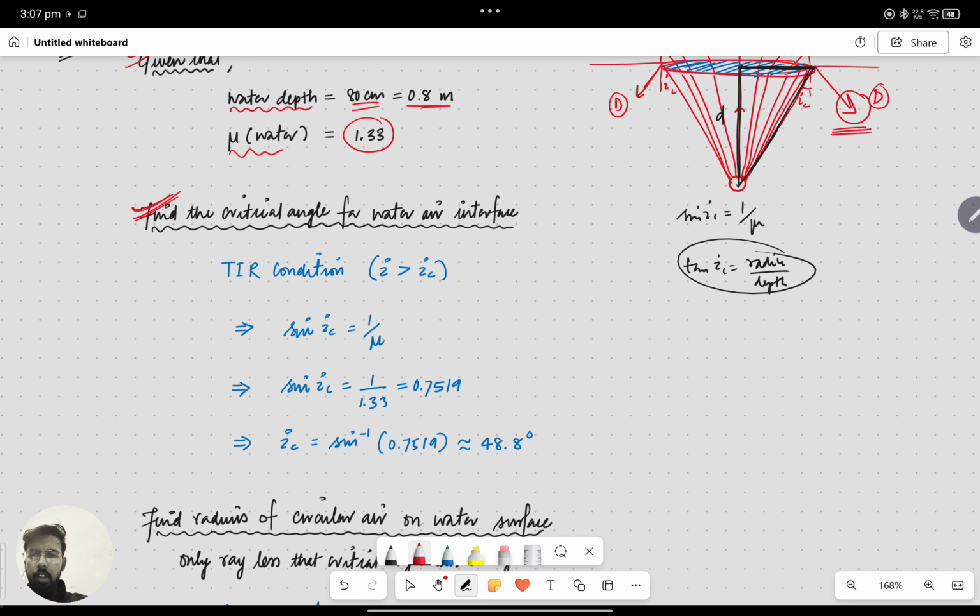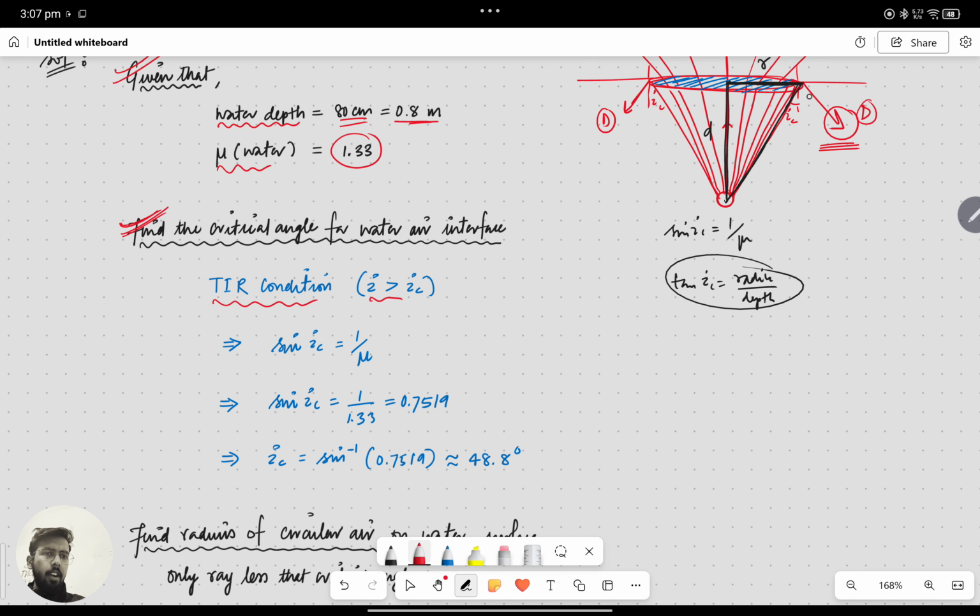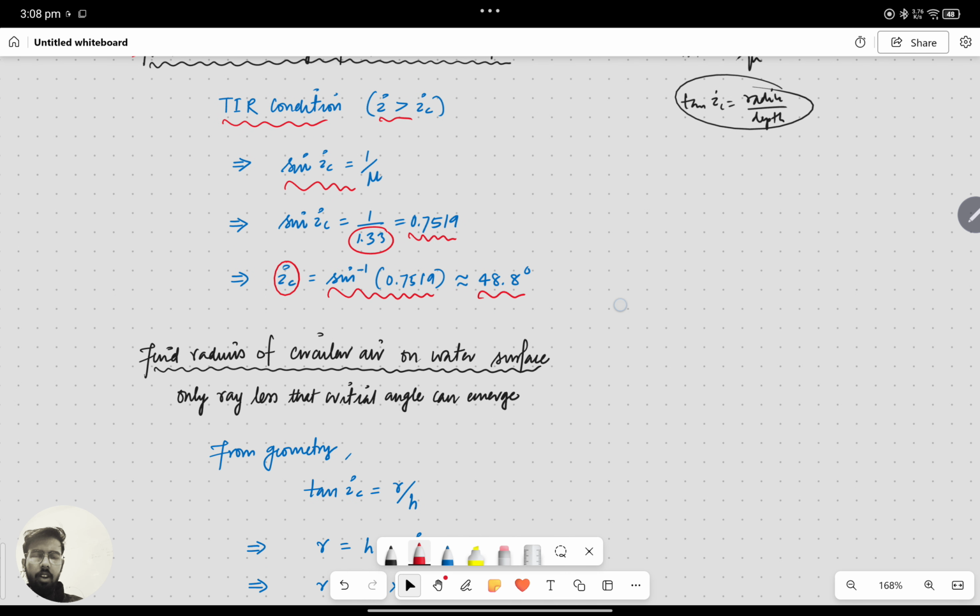We are going to first find the critical angle for the water-air interface. So at TIR condition, we have i greater than i critical. Here the incident ray has passed the critical angle, that's why it got bent. In this diagram you can see. Then sine i critical is equal to 1 by mu, where mu is equal to 1.33, and the value is 0.7519, right? Then i critical is sine inverse 0.7519, and that is 48.8 degrees, that you can calculate.